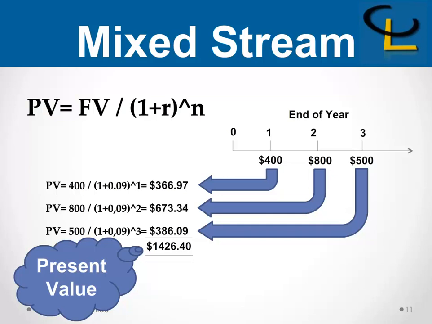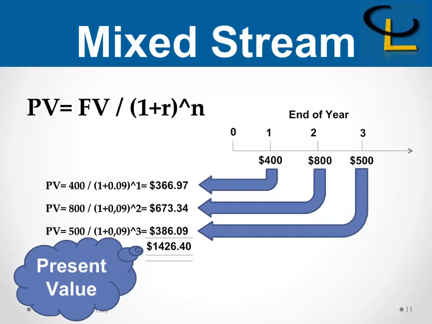Then we calculate the amount on the second year for this year and the previous 1 year. So we have the period is 2. So the present value equals 800 divided by 1 plus 9% to the power of 2 as we calculated before, and we get $673.34.